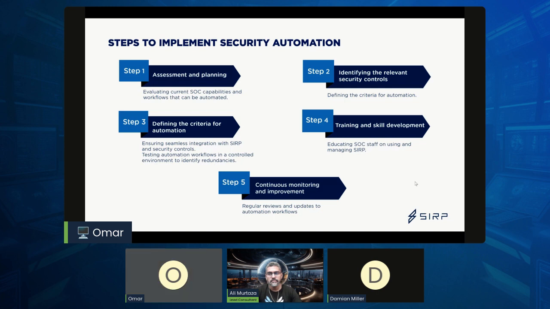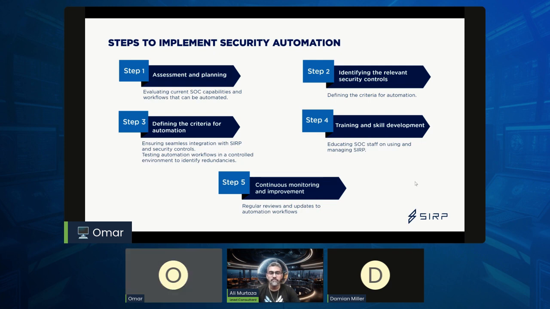Step 4 is training and skill development of your team. Now, it is essential to the success of your automation initiative. Educate your SOC staff on how to use and manage your SOC platforms, as well as identifying new use cases and how well those use cases can be automated. Ask your automation consultants to provide comprehensive training to ensure that your teams understand the capabilities as well as the limitations of the product. Encourage continuous learning and development to keep your staff up to date.